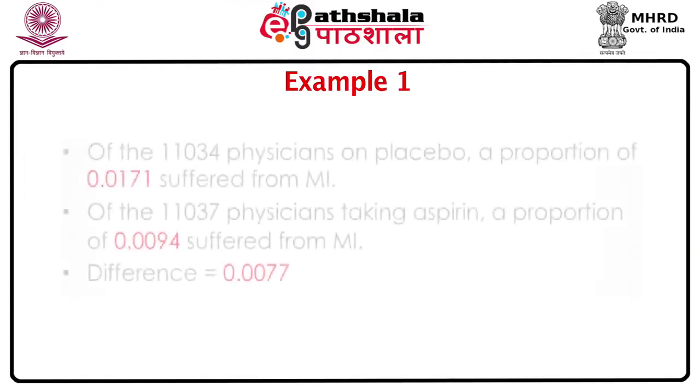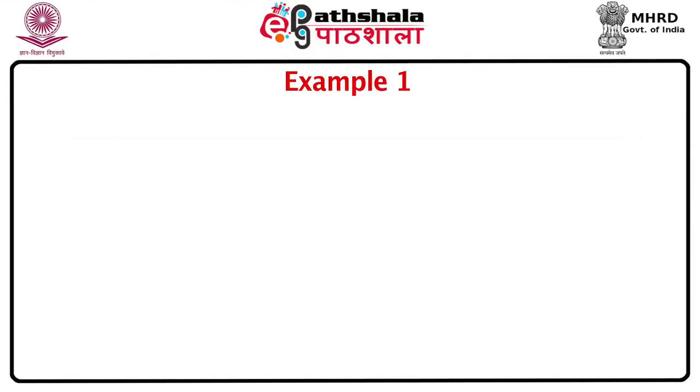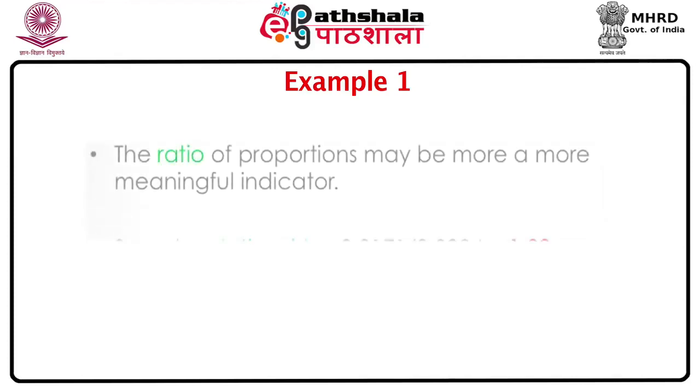So to look further at the data, of the 11034 physicians who were given placebo, a proportion of 0.0171 suffered from MI, while of the 11037 physicians taking aspirin, a proportion of 0.0094 suffered from MI. We can calculate the difference, which in fact is technically called the risk difference, as 0.0077. We could also choose to look at the ratio of the proportions.